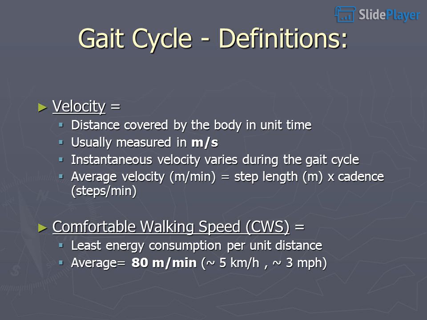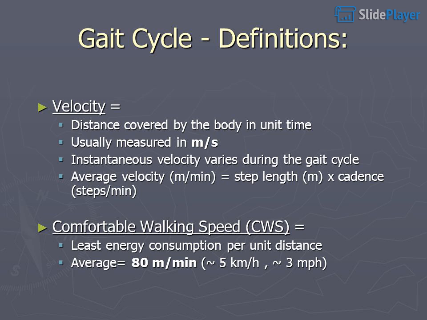Gait cycle, definitions. Velocity equals the distance covered by the body in unit time, usually measured in meters per second. Instantaneous velocity varies during the gait cycle. Average velocity, in meters per minute, equals step length in meters times cadence in steps per minute.